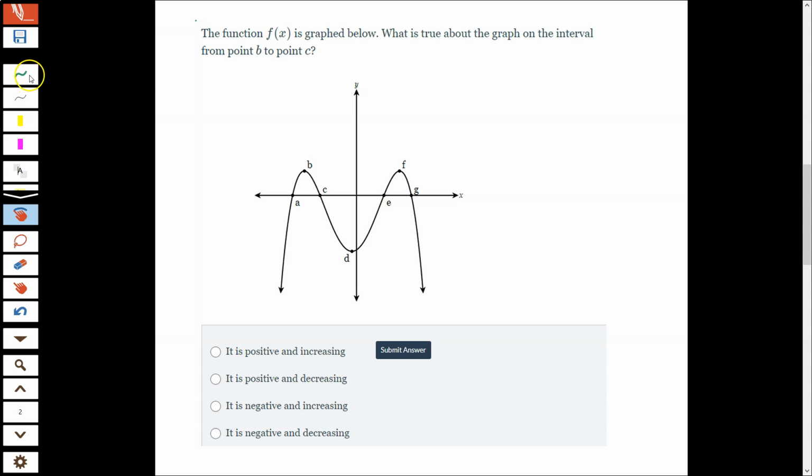So here's a question that tests exactly what I was just talking about. The question is, from point B to point C, what's true about the graph? So let's figure out what we're talking about. That's here. We have to decide, notice our options are increasing, decreasing, and positive, negative, right? So I'm going to start with positive or negative, and notice we're above the x-axis here. So we want positive, and then we have to decide increasing or decreasing, and my slope is negative. I'm going downhill, so we want to say the graph is positive and decreasing.